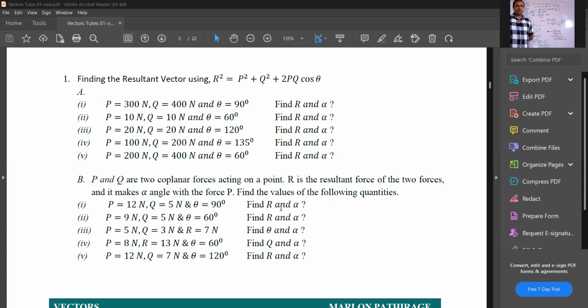Give me the answer for question number 4. What is the magnitude of the resultant force? Tell me. Have you completed that one? Question number 4. Still doing, sir.